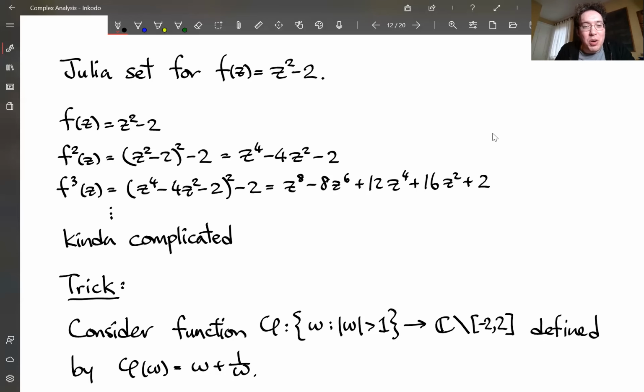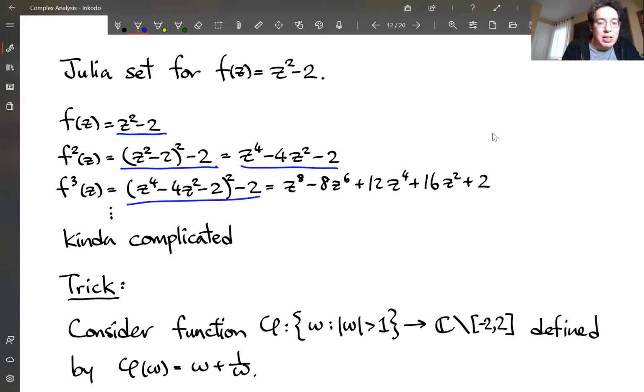Okay, so we're going to look at the Julia set for z squared minus 2. Note that to understand the Julia set, we want to understand the boundary of the basin of attraction for infinity. All right. So we have to understand the iterates. If you start computing the iterates, I've done so here. So this is the first function. If you iterate it, that's what you get when you FOIL it out.